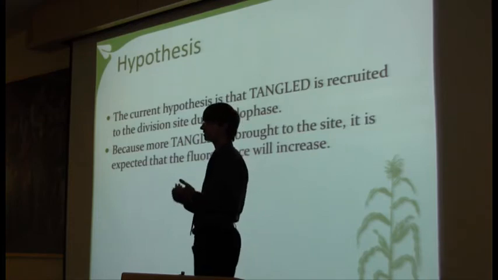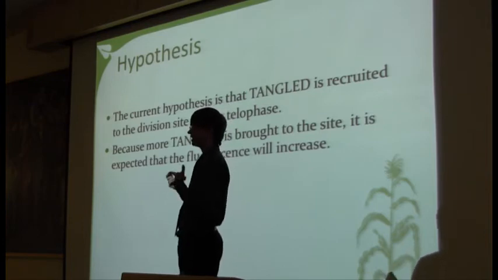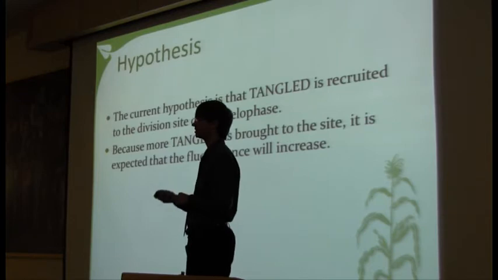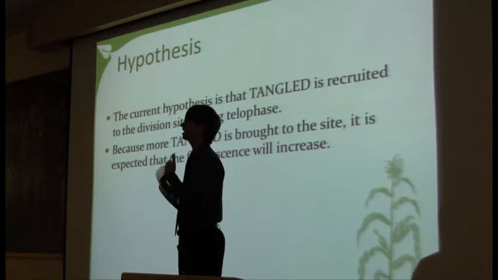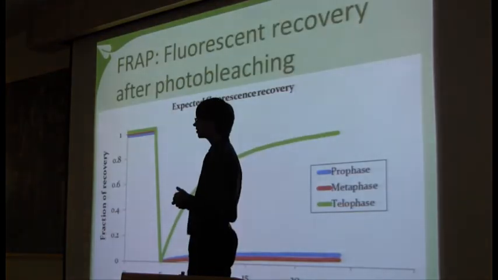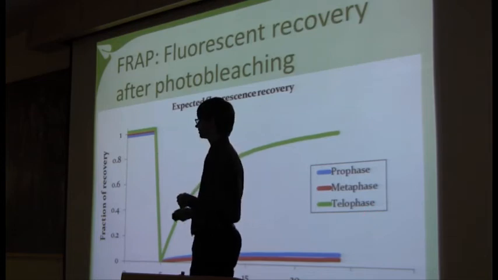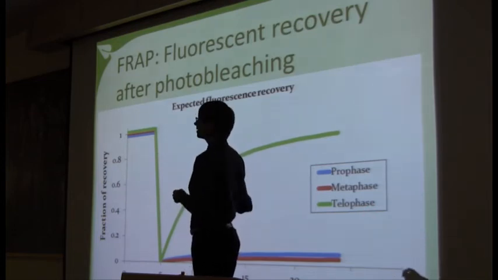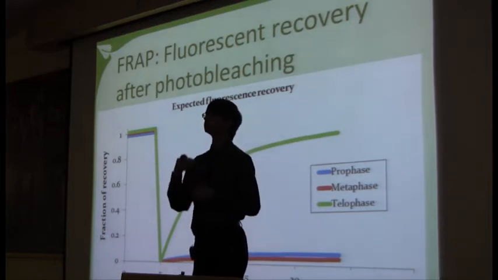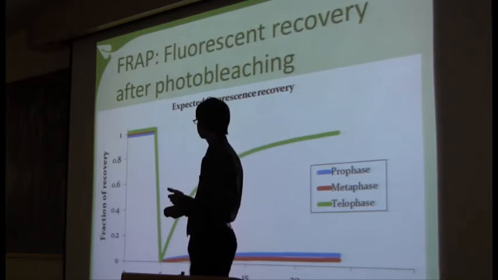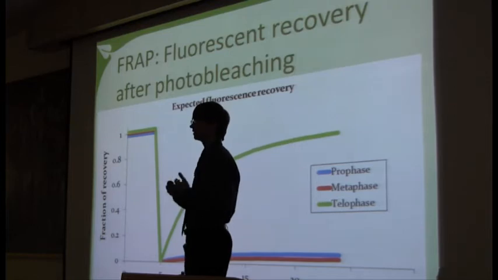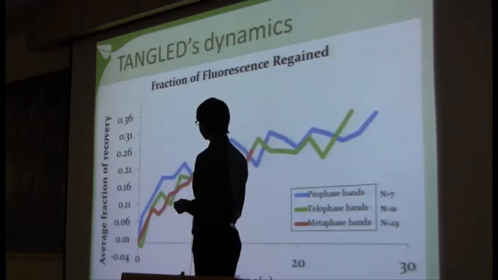And the reason why this can give us information on whether the hypothesis is true or not is that if tangle is brought to the division site during the telophase, then more proteins go to the division site, which means more tags and thus more fluorescence. So when we actually chart it, we expect to see that during the telophase with the division site, there would be a high amount of recovery because it's being brought to the division site. And because tangle is supposed to be a placeholder for the division site, it's normally supposed to be very low in terms of mobility.